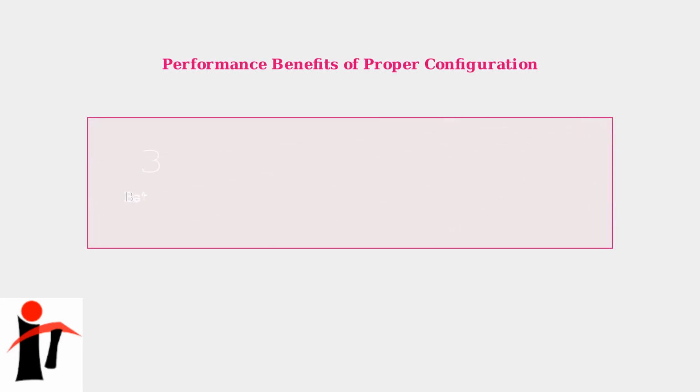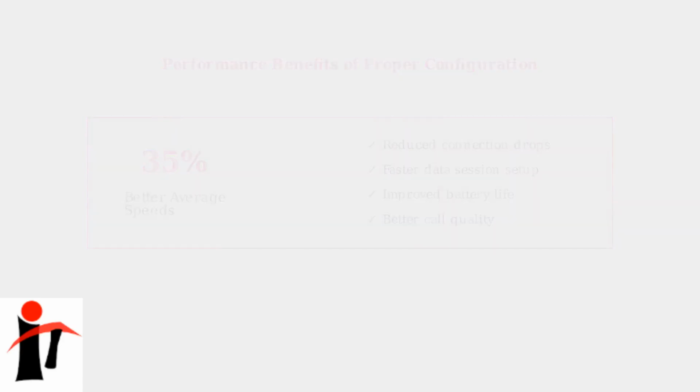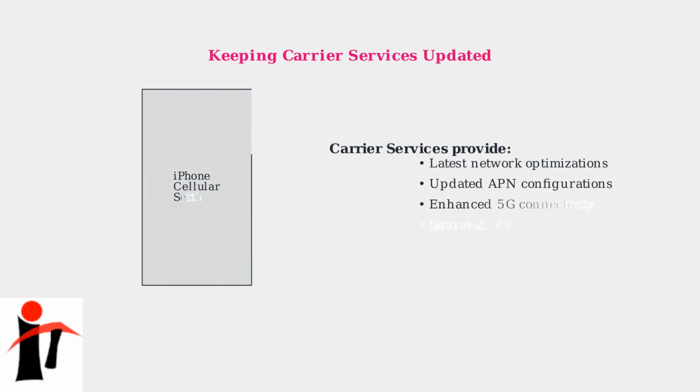Properly configured T-Mobile devices show 35% better average speeds compared to default settings. Additional benefits include reduced connection drops, faster data session setup, improved battery life, and better call quality. Keeping your carrier services updated is crucial for optimal performance. These updates provide the latest network optimizations, updated APN configurations, enhanced 5G connectivity, and improved voice over LTE performance.